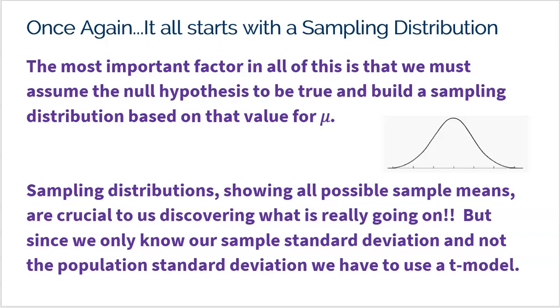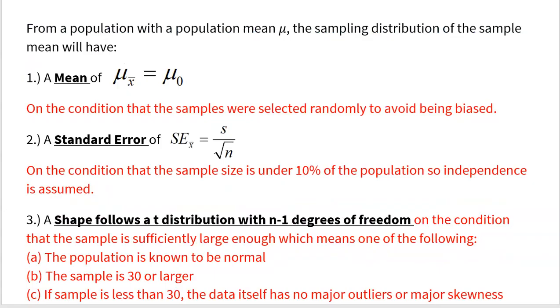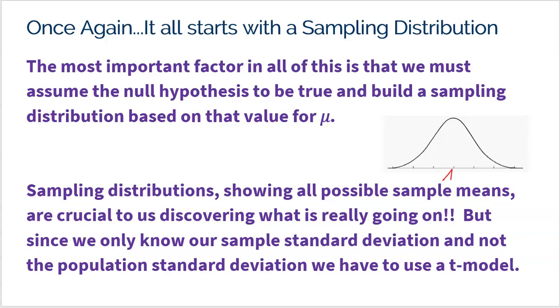All right, so once again, why does it all start with sampling distributions? This really is the most important factor in all of this. We must assume that the null hypothesis is true and build a sampling distribution based on that value of mu. So yeah, we might think that the true mean is less. But we have to assume that the mean that we heard was true is smack dab in the middle, okay? Remember, sampling distributions show all possible sample means. And this is the most crucial part to us understanding what's really going on. Because once we can make a picture of all possible sample means, then we can see where our sample fits in. And that's going to tell us if we have a significant sample or a not significant sample.